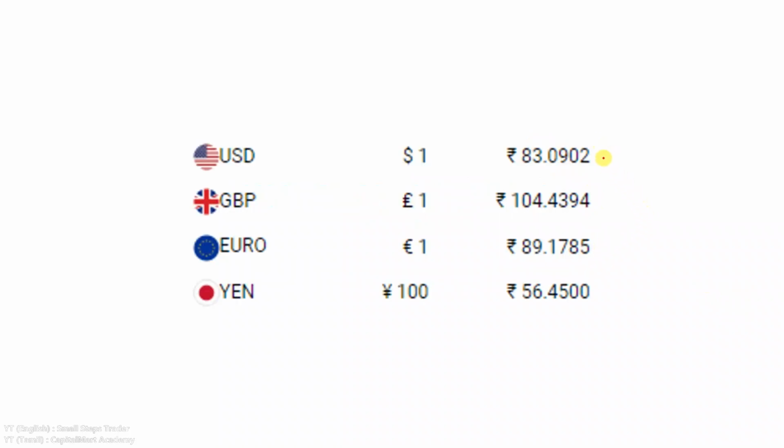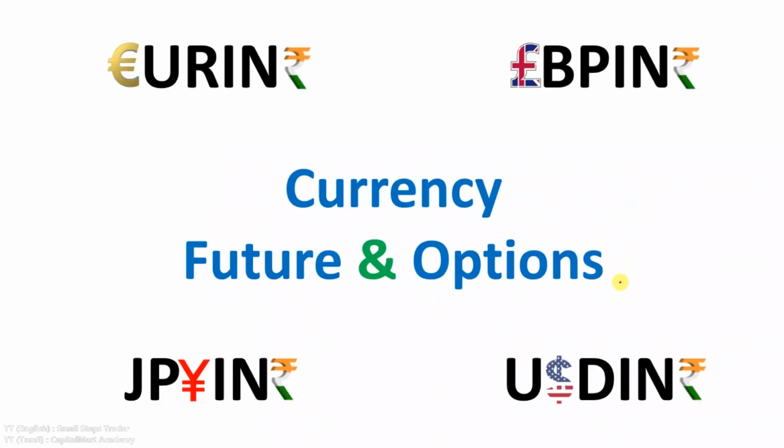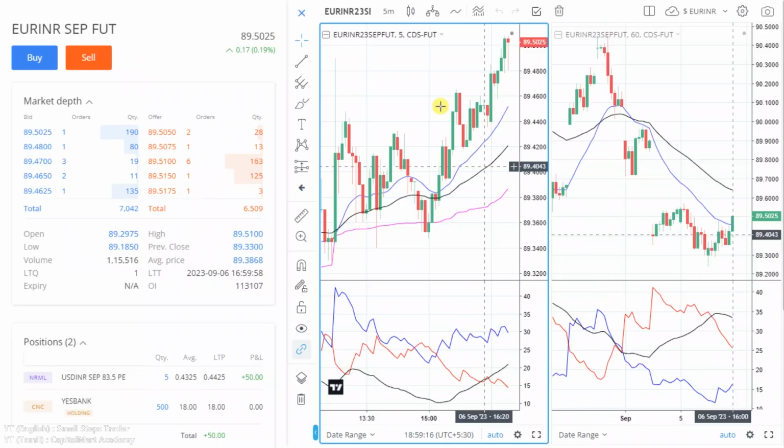According to the RBI reference rate, USDINR is 83 rupees 9 paise, GBP 104 rupees 43 paise, Euro 18 rupees 17 paise, Yen 56 rupees 45 paise. You will see the currency futures and options. So first we will see Euro.